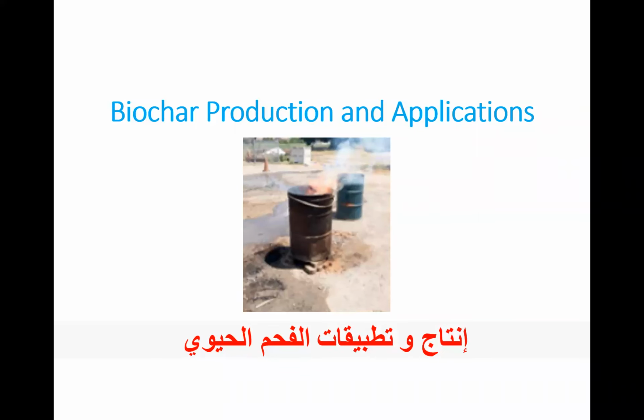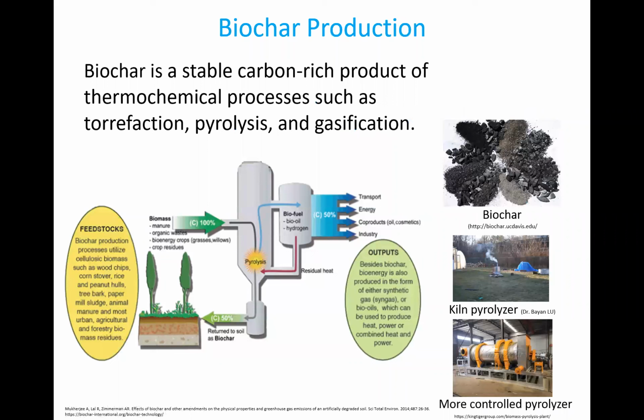Hello everyone, I'm going to introduce biochar production and its application. I will start with what biochar means and how it's produced, then give you an introduction to the big applications of biochar, then the properties of biochar, ending with a simple method to produce biochar. Biochar is a stable carbon-rich product that is produced from thermochemical processes like torrefaction, pyrolysis, or gasification.